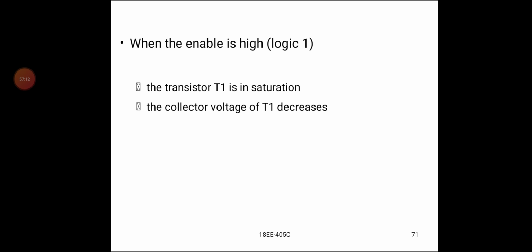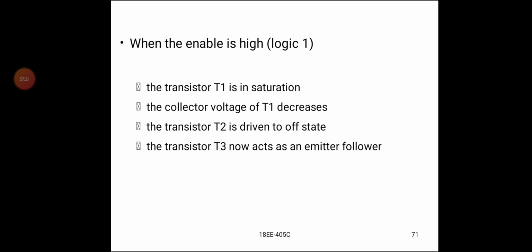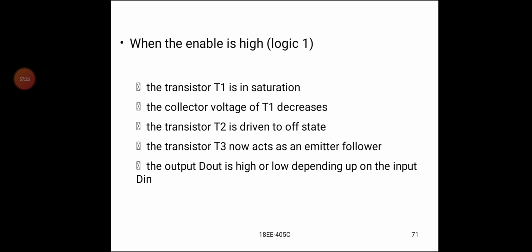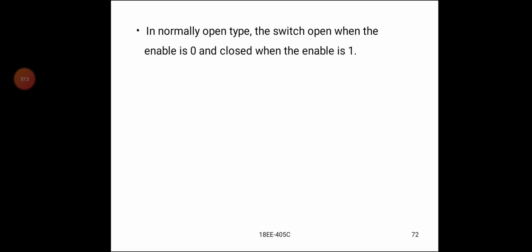When the enable is high, logic 1, the transistor T1 is in saturation. The collector voltage of T1 decreases. The transistor T2 is driven to off state. The transistor T3 now acts as an emitter follower. The output D out is high or low depending upon the input D in. Hence the circuit acts as a closed switch.